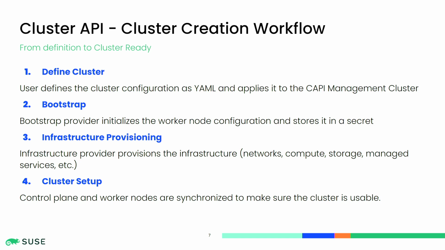So the workflow is you define your YAML definition with the cluster configuration. You also have to configure your bootstrap provider, which will initialize the workers and the control planes. So it's essentially what transforms your instance into a Kubernetes node. And there is also a part for configuring your infrastructure. So CAPI will take care of interacting with, let's say, AWS, provisioning all the networks, VPCs, and so on for you.